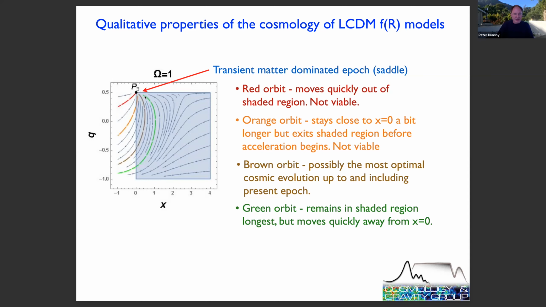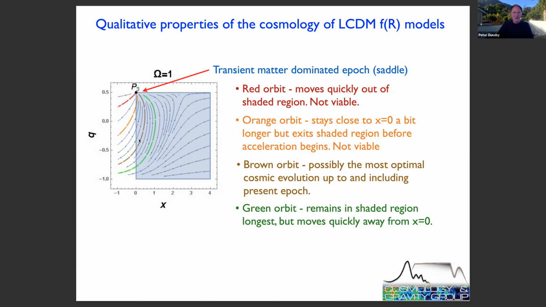But because they have a growth rate which is very different from lambda CDM, they again can be thrown away as not being particularly viable solutions. So there's only really one set of orbits which is going to be of any interest to us, and those are the ones which are close to the brown orbit. They stay quite close to the x equal to zero line.